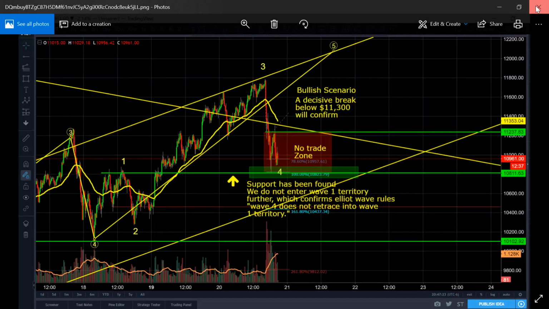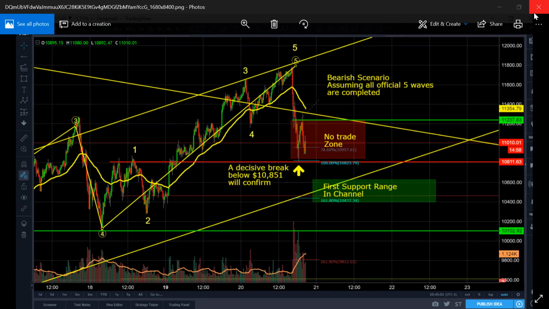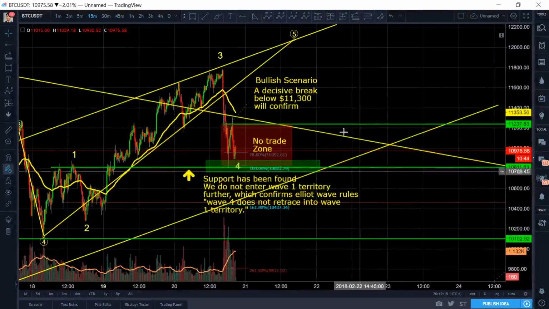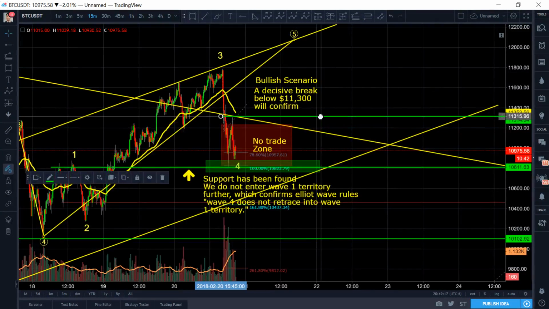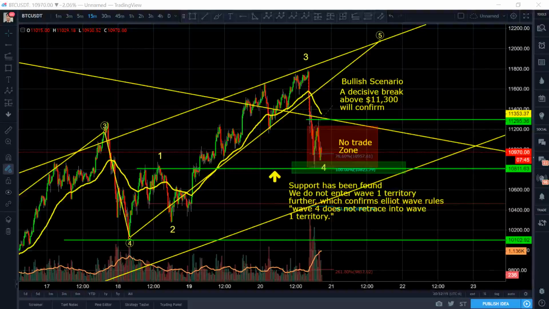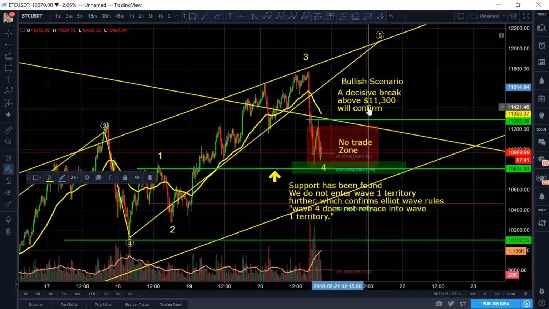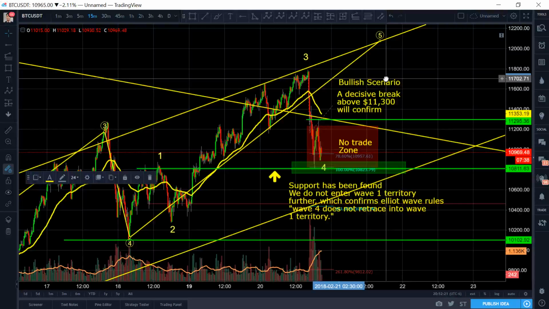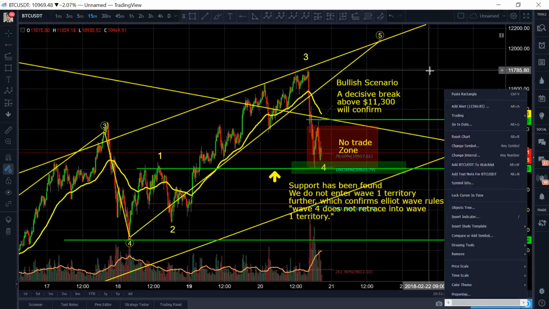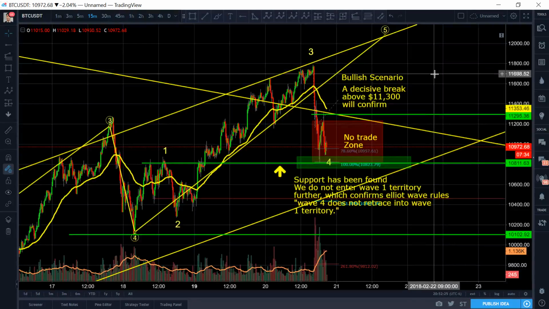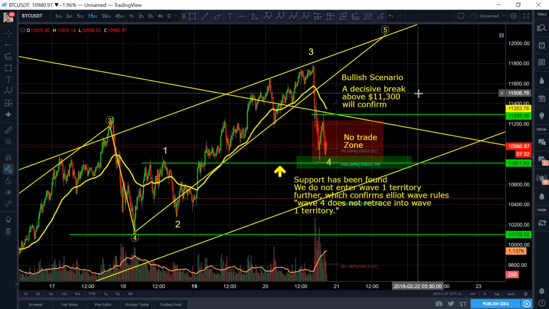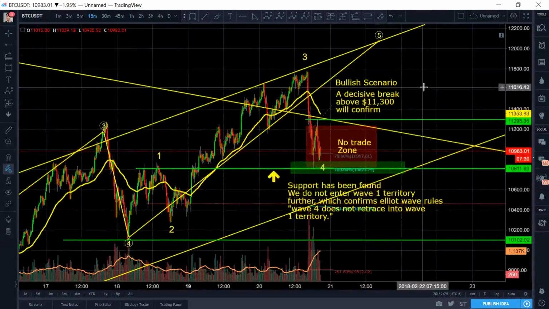So now we're kind of on the fence. What are my plans? My plans are basically to wait to see exactly where this is going to end up going. Sorry, I might have said it wrong before. I just changed up my trend line here. So a decisive break above 11,300 will confirm a bullish scenario. We don't quite know yet based on Elliott waves, so we're just hanging tight to see.